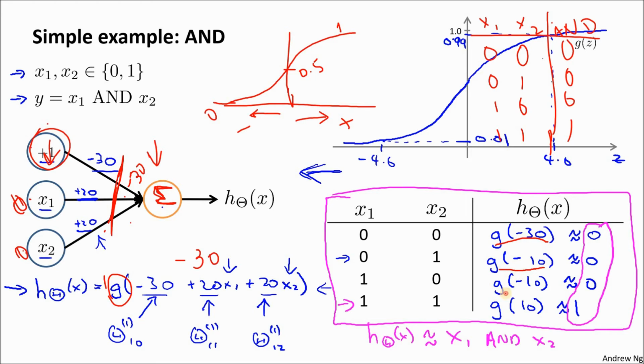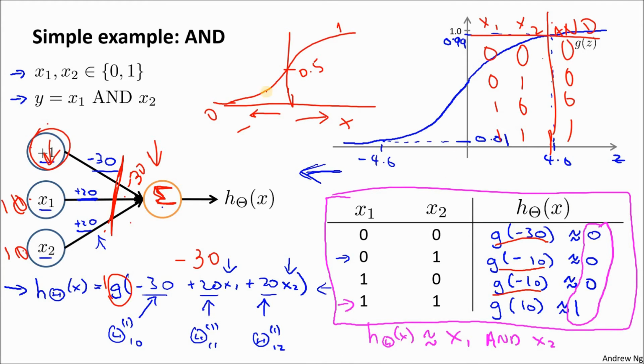G of minus 10 will be 0. G of minus 10 again. The last case will be different. Why? Here I have got 1. X1 is 1 and X2 is also 1. Both of them are 1. So over here at the input, the summation terms will be plus 20 and plus 20. It's 40. 40 minus 30 will give us plus 10. So plus 10, when passed through the G sigmoid function, will give us a 1. Clear?